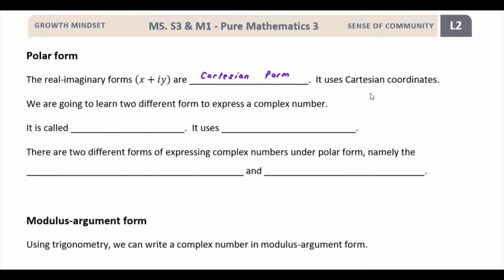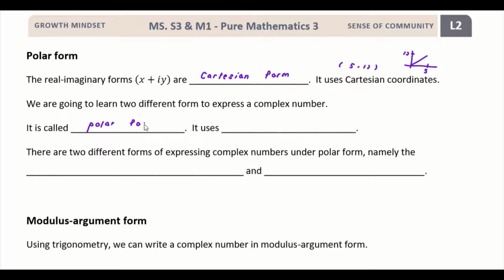So for example, if we try to talk about example 1a just now, when we try to draw it in the Cartesian form, we draw the 5, then 12. Then when we draw it, it will be somewhere here. So we know that this is 5 and this is 12. This is actually the Cartesian form. But after this, we are going to learn a new form to express a complex number, called polar form.